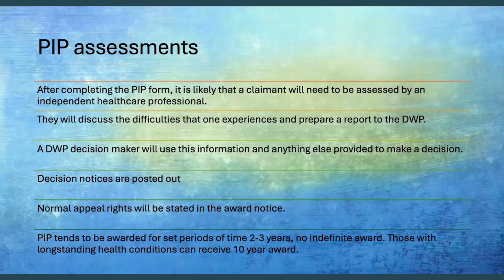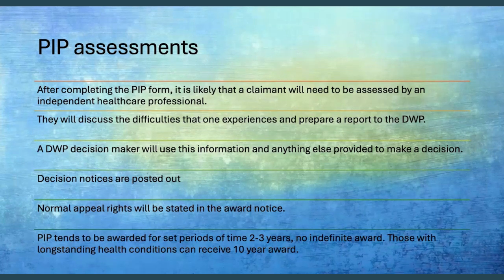The DWP decision maker would use all the information provided. So the report from the independent medical professional, any evidence that's been provided by the claimant themselves, and then make a decision. And similar to DLA, decision notices would be posted out. And again, normal appeal rights will apply within the notice period.